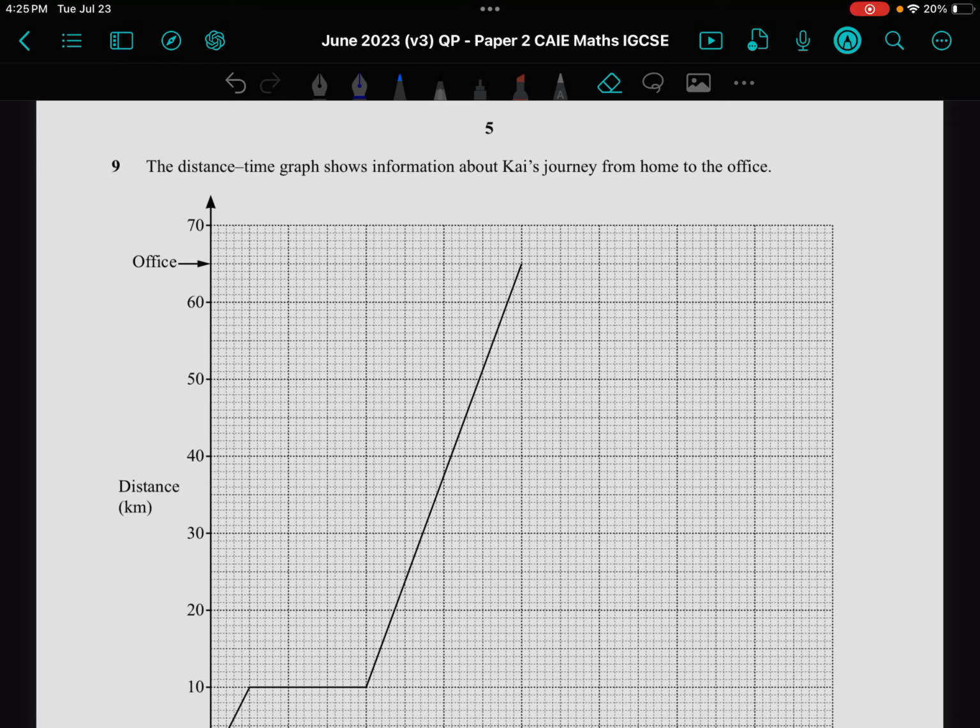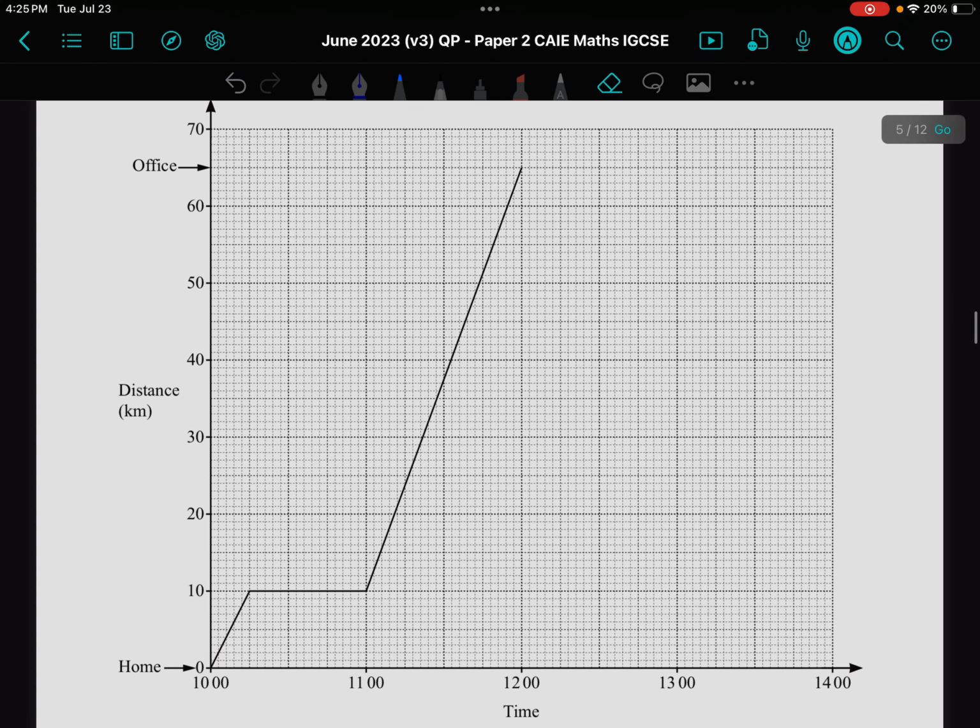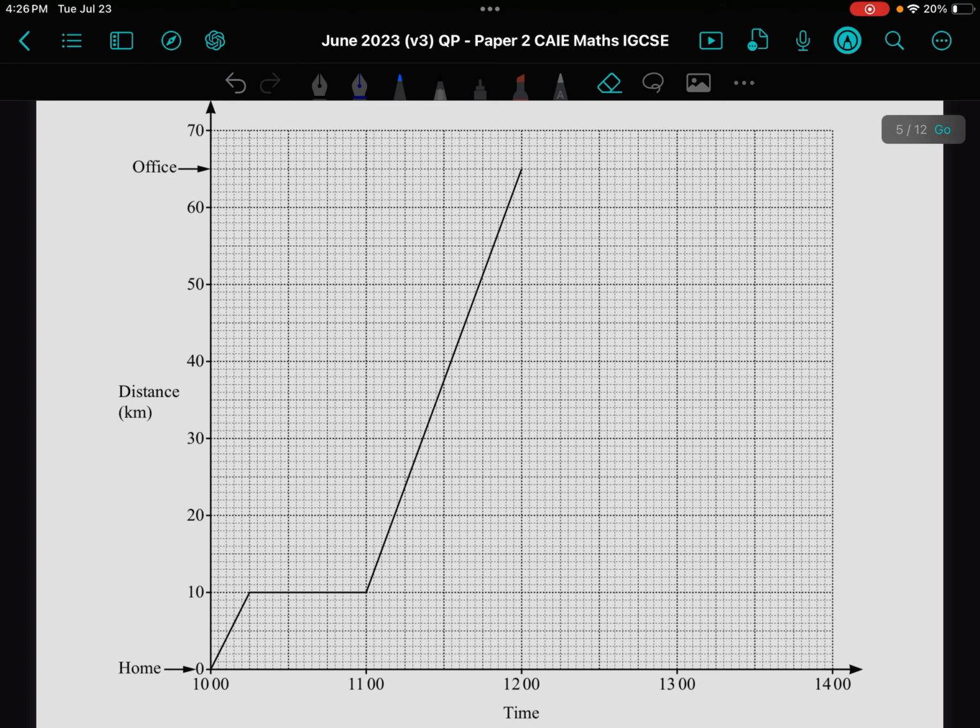So now question number 9. The distance time graph shows information about Kai's journey from home to office. So this is the distance time graph. I will drop a line from here where the office is showing. This is 65 and the time, this is from 10 to 11, 1 hour, and 11 to 12, 2 hours.